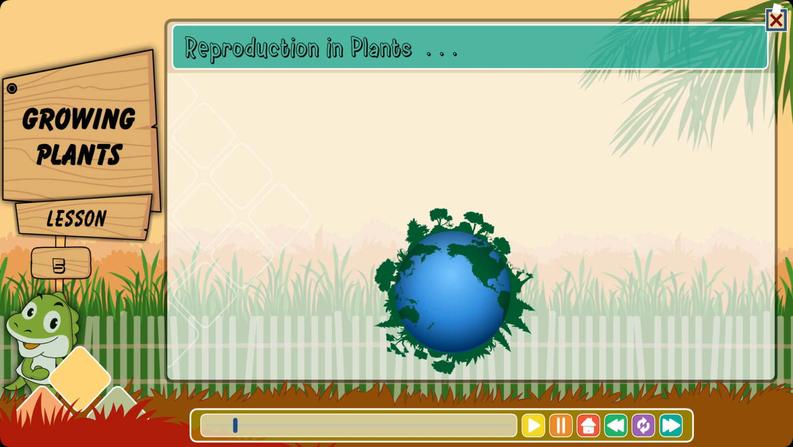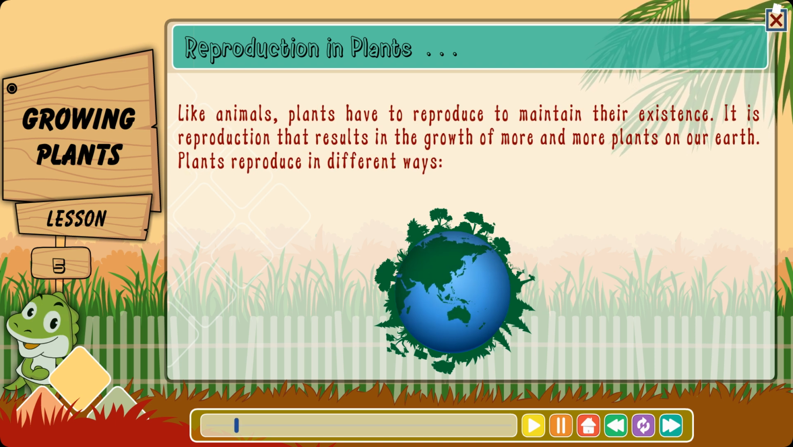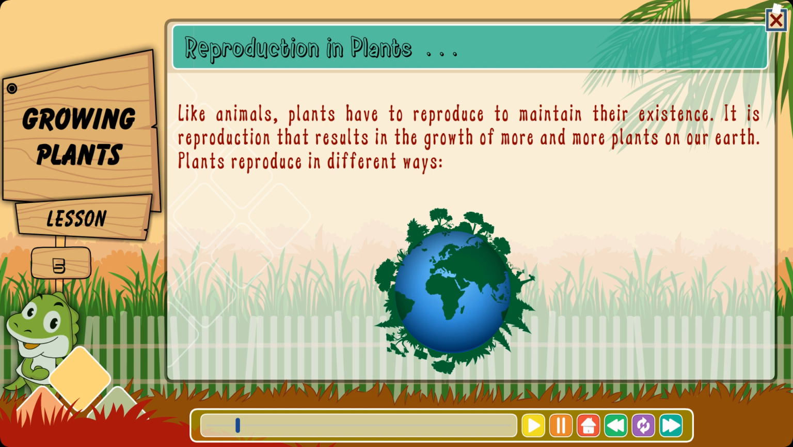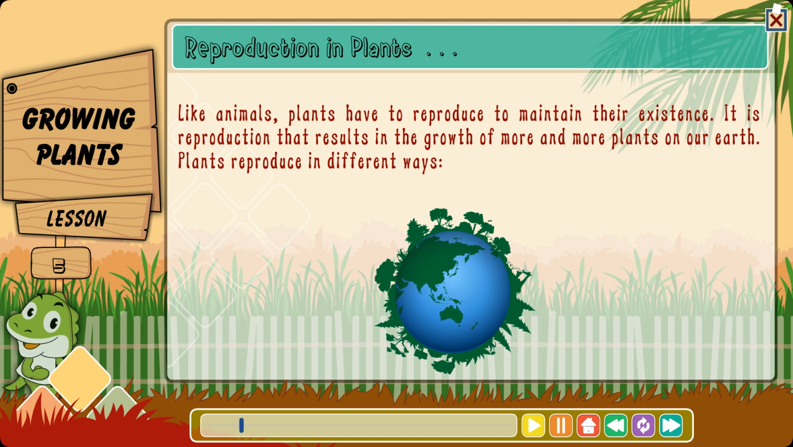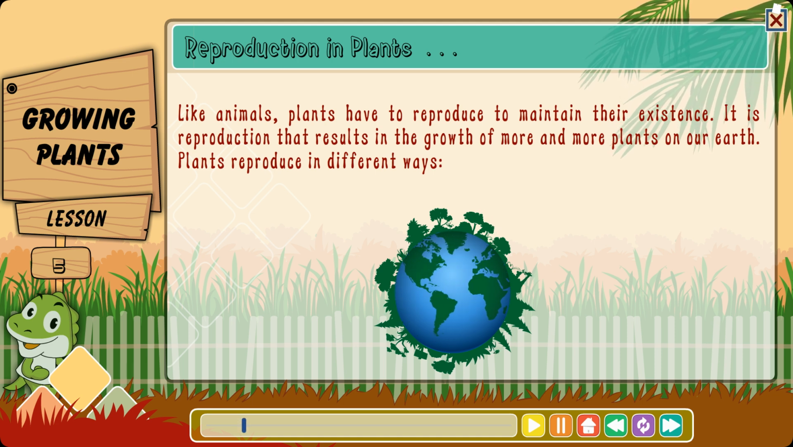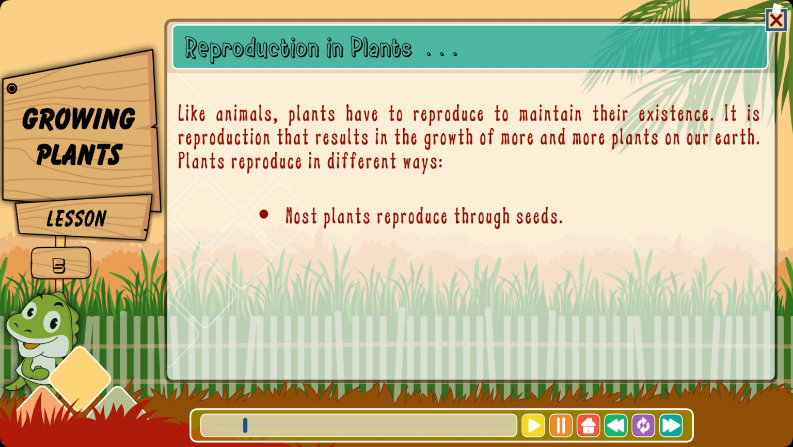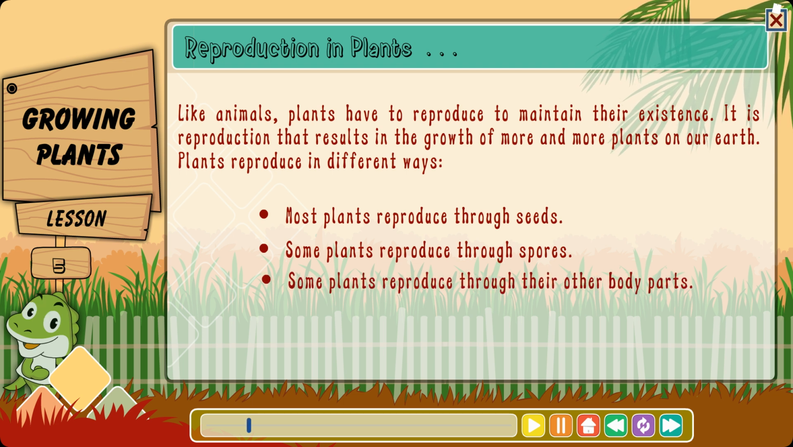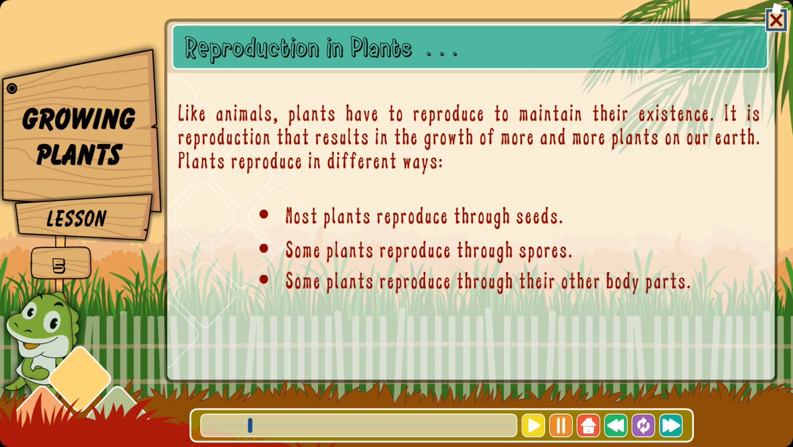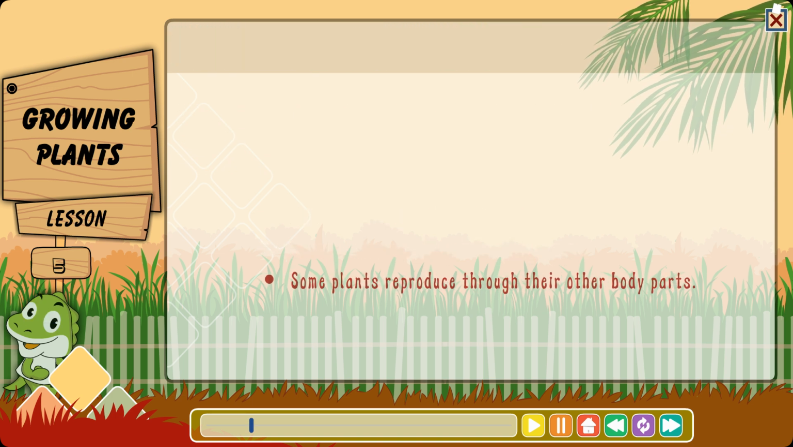Let us study how new plants are produced and how they grow. Reproduction in plants. Like animals, plants have to reproduce to maintain their existence. It is reproduction that results in the growth of more and more plants on our earth. Plants reproduce in different ways. Most plants reproduce through seeds. Some plants reproduce through spores. Some plants reproduce through their other body parts.